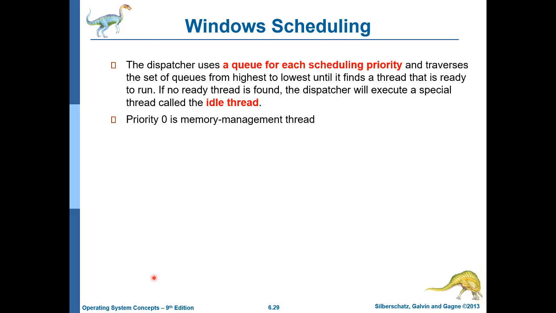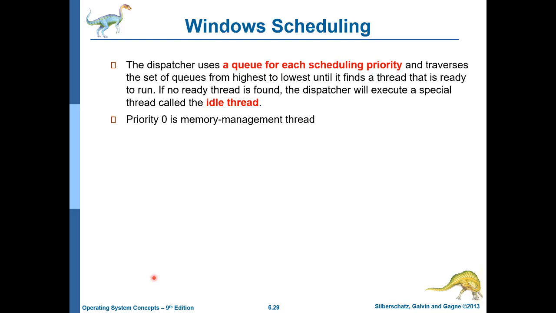So the dispatcher uses a queue for each scheduling priority, and it traverses the set of queues from highest to lowest until it finds a thread that is ready to run. For example, the highest priority is real-time number 31, so it goes to that queue and sees if there is a process in that ready queue; if so, it will run that process. If the process is not there, then it will go to the next highest priority, which is 30. If there is any process in queue 30, it will execute, otherwise it will go to the next lower priority and so on.